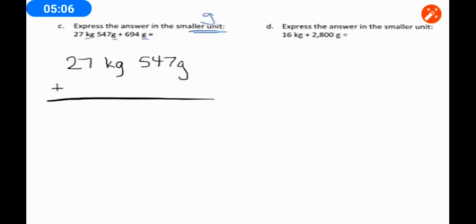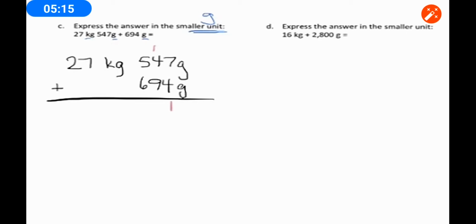Express the answer in smaller units. 27 kilograms, 547 grams plus 694 grams. So we are going to add them up. They will convert to smaller units. 27 kilograms, 547 grams plus 694 grams. Let's add our numbers together.